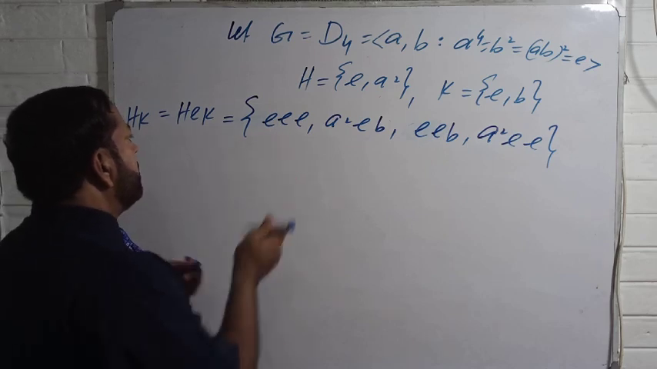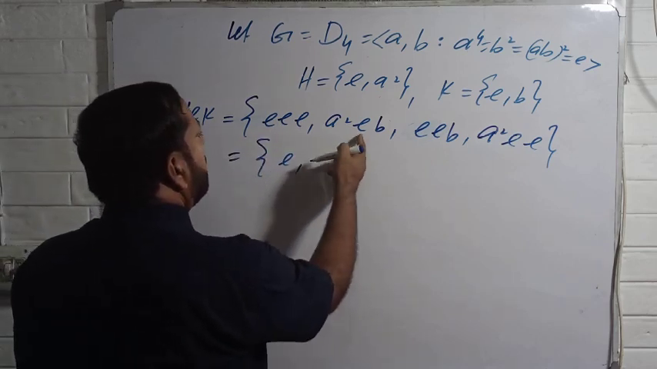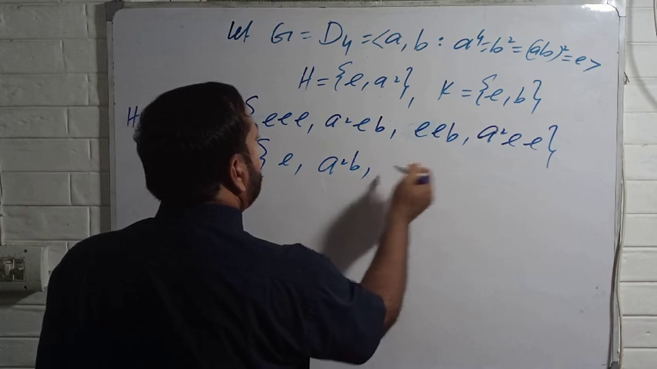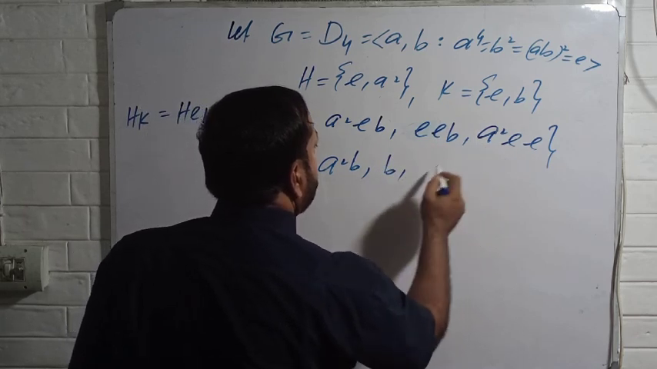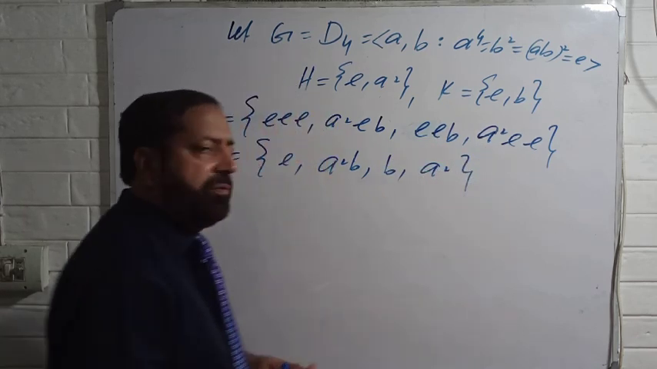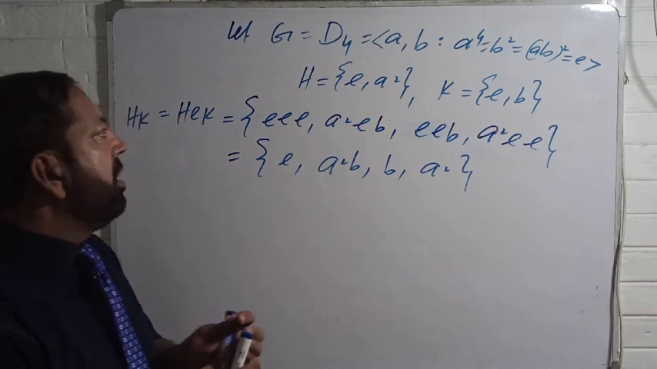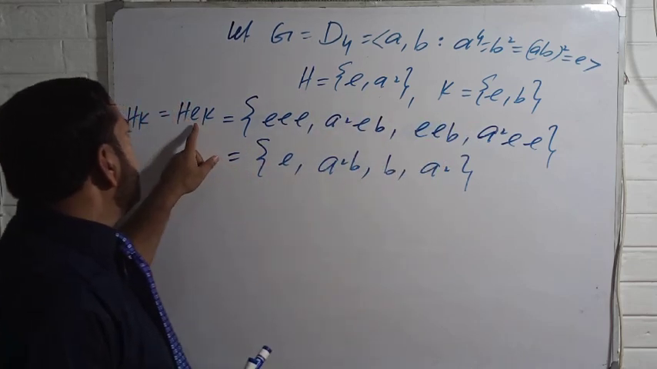So look at this. What is this? This is E. This is A square B. This one is B. This one is A square. So these are the four elements. You vary the elements of H and K by fixing this element.